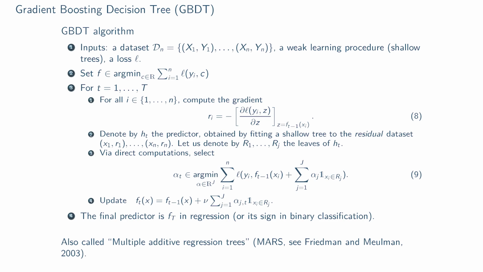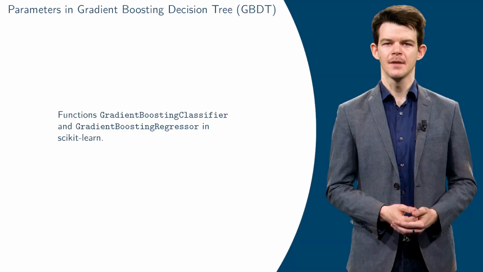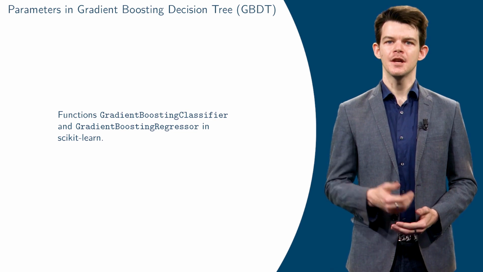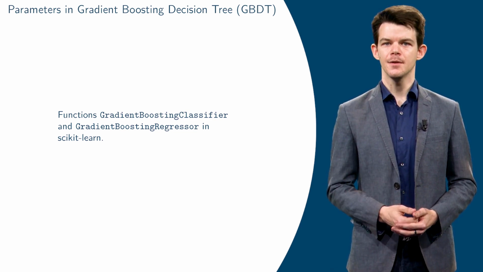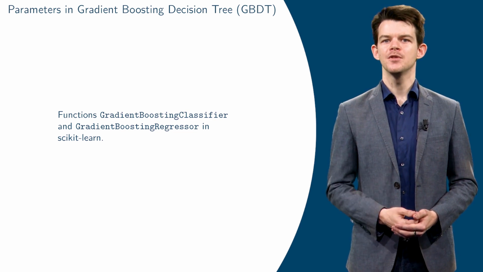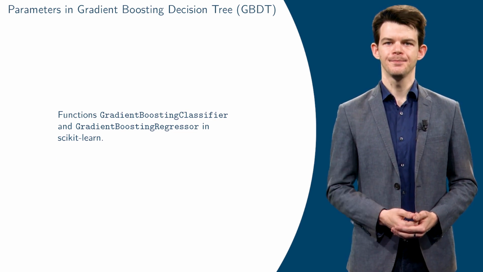Previously, we were looking for an optimal value of alpha. We now look for j optimal values, alpha 1 until alpha j, where j is the number of leaves in the tree. This procedure is therefore exact and much faster than the previous procedure because the optimization can be performed exactly, without any iteration. Tree boosting algorithms are directly accessible in scikit-learn via the functions GradientBoostingClassifier for classification and GradientBoostingRegressor for regression.